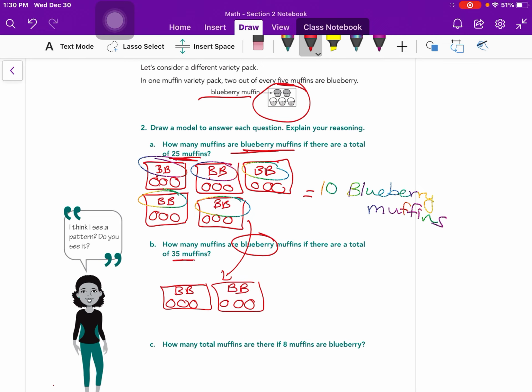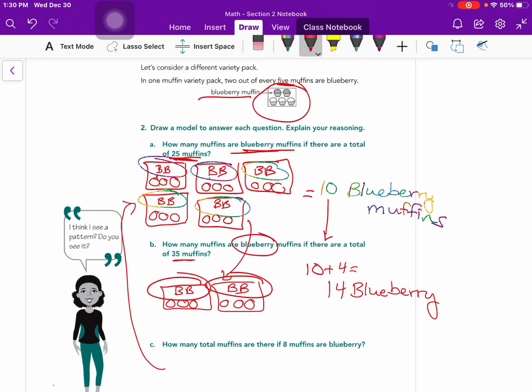All right, so how many total are blueberry? Well, I had 10 up here, plus I've got 2, 4 more. So 10 plus 4 is 14 of them are blueberry. And last question, how many total muffins are there if 8 muffins are blueberry?